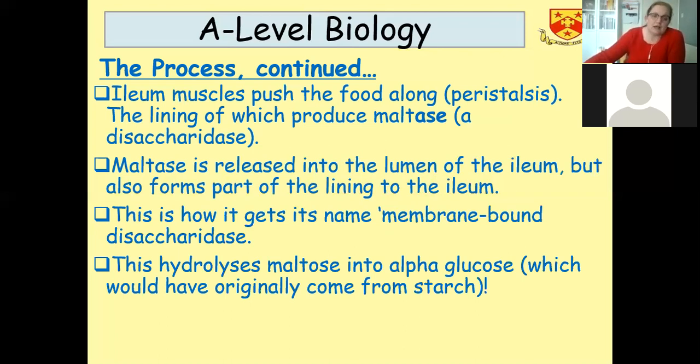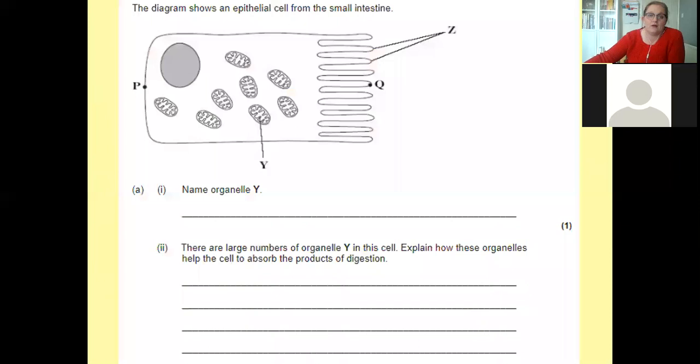What maltase does is it hydrolyzes maltose into alpha glucose, which would have originally come from our starch. So it's that last process of breaking down our starch into alpha glucose. We have to have amylase in between and then maltase. So then we get another example of an exam question.